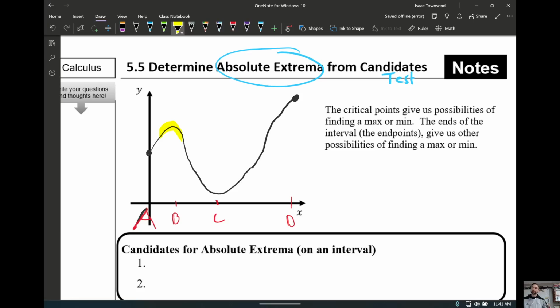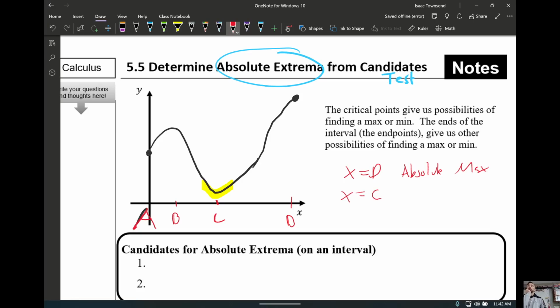So the first derivative test could help us find this and this, where the graph switches from increasing to decreasing or decreasing to increasing. But extreme value theorem wants us to consider those points, but also think about the absolute biggest and absolute smallest points. So where is the absolute biggest point on this graph? Okay, x equals d is the absolute or global max, and where is the absolute smallest point?